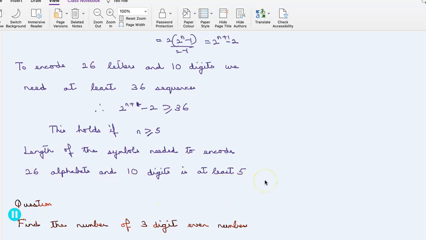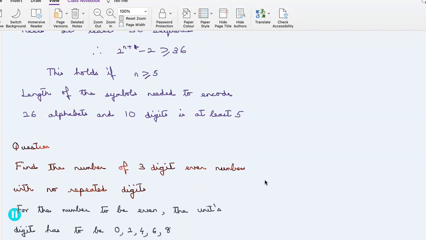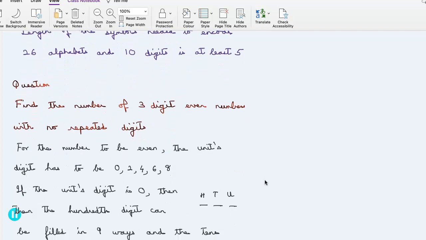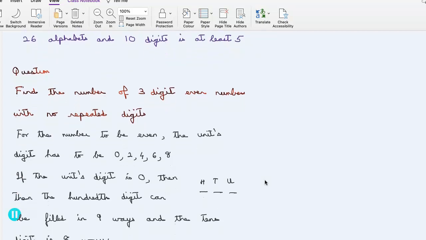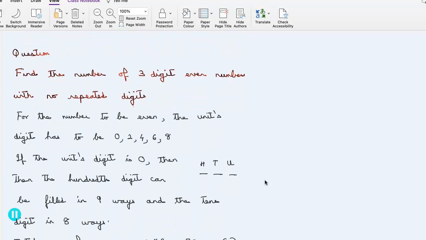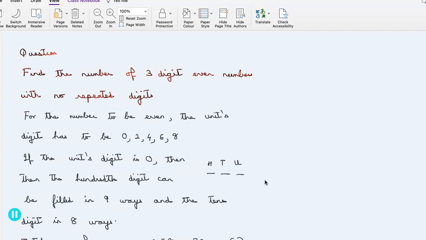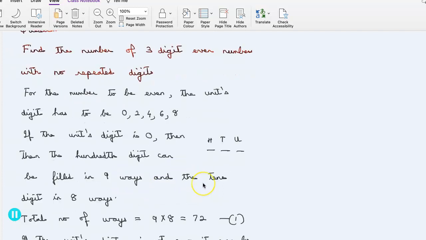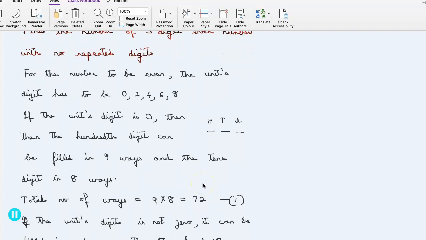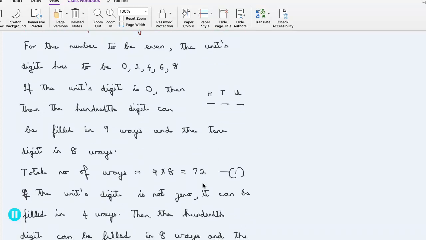Next question, find the number of 3-digit even numbers with no repeated digits. For the number to be even, the units place has to be 0, 2, 4, 6 or 8. If the units digit is 0, then the 100th digit can be filled in 9 ways and the 10th digit in 8 ways. So in this case, what is the total number of ways? 9 into 8, which is 72 by the fundamental principle of counting.